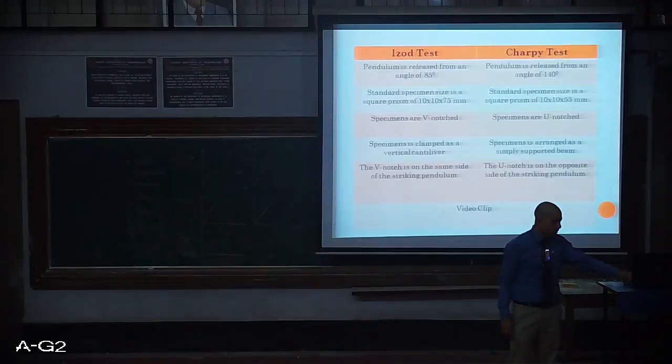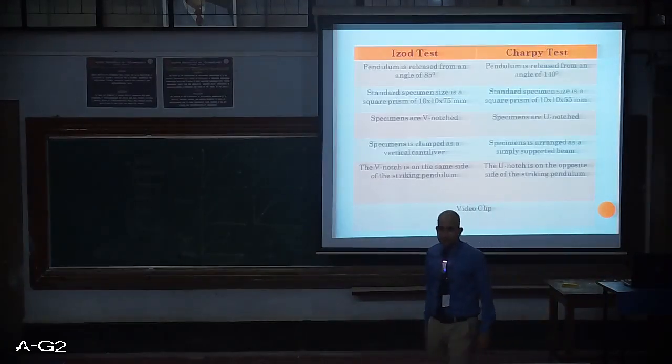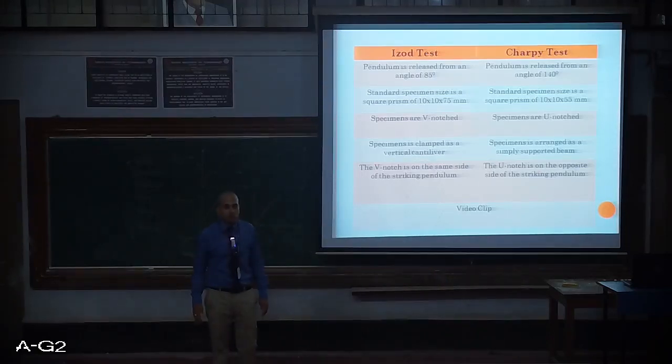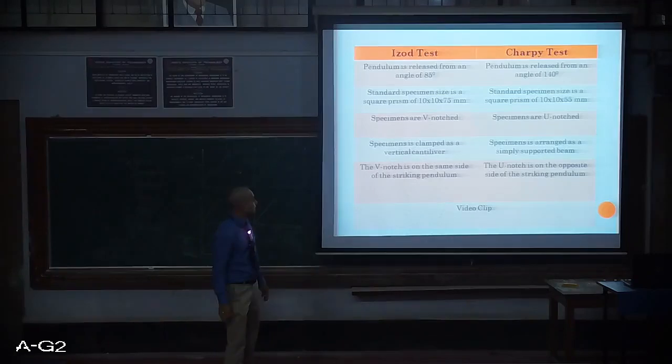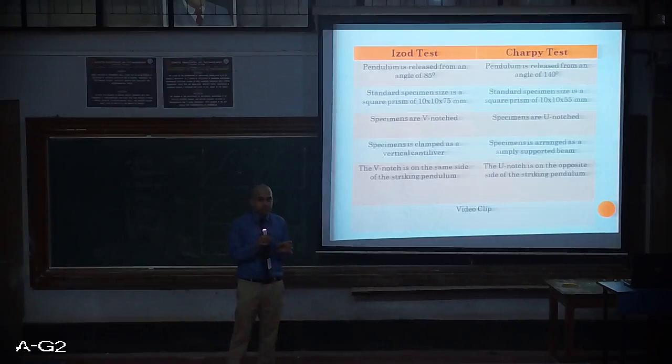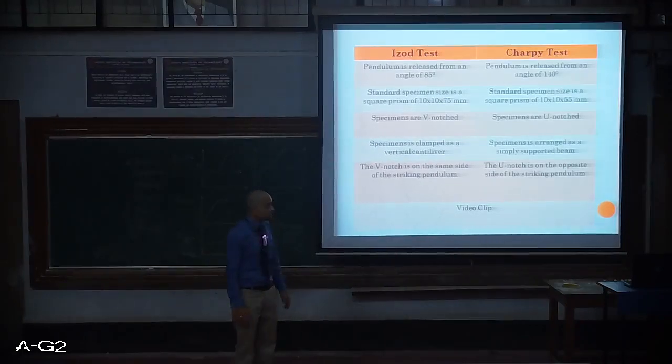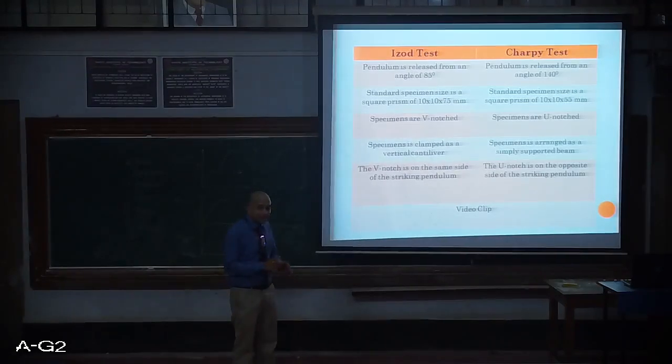The difference between the two tests is mentioned here in the table. You might have had experience of doing the Izod test in the lab. When you performed the Izod test, you might have seen that the angle from which the hammer was dropped was just 85 degrees, while in the case of the Charpy test, it was 120 degrees. That was the difference. Then the specimen, in the case of the Izod test, was 10 by 10 by 75 mm in length, while in the case of the Charpy test, the specimen is 10 by 10 by 55 mm.